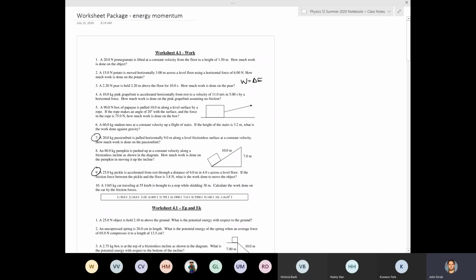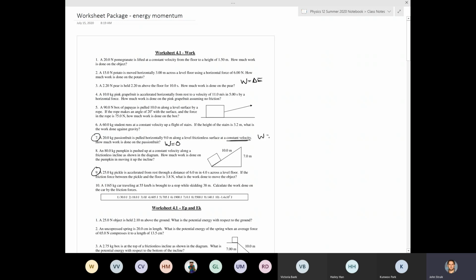Pulled horizontally, frictionless, constant velocity. How much work is done on the passenger? Oh, so again, this one's going to be 0 because it's a constant velocity. Oh, wait, no. Hang on a sec. Yeah, this question doesn't even make sense. If something's being pulled horizontally along a level frictionless surface, it's going to accelerate. So that's impossible. But the energy is still going to be 0 in this case because it's a constant velocity.